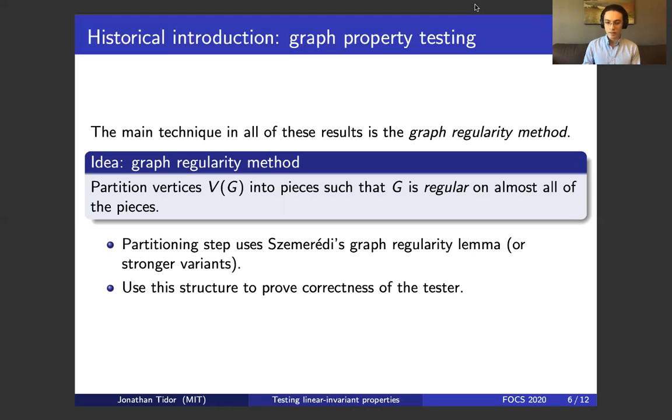And then once you've partitioned the graph into these nice pieces, you use the structure in some clever way to prove the correctness of the tester for these properties. And that's the high-level overview of the approach for all of these results. And we'll see a very similar approach is used in arithmetic property testing. So now let's move on to arithmetic property testing.